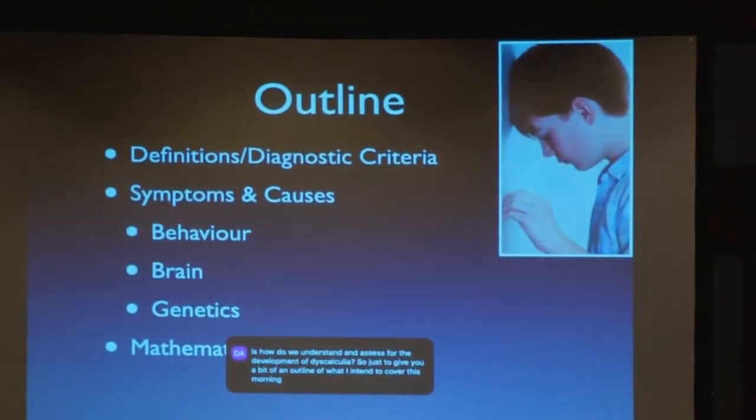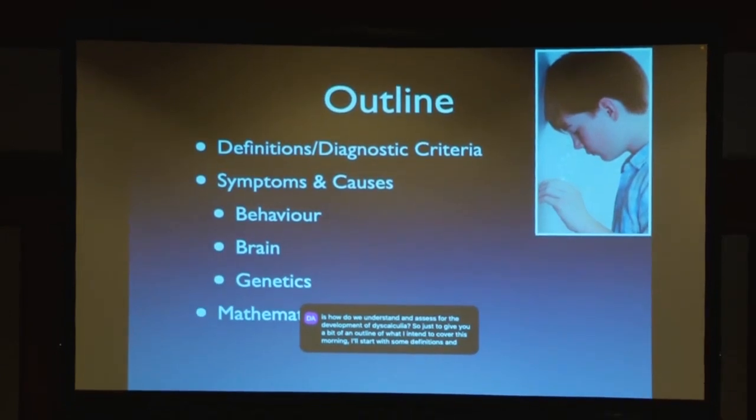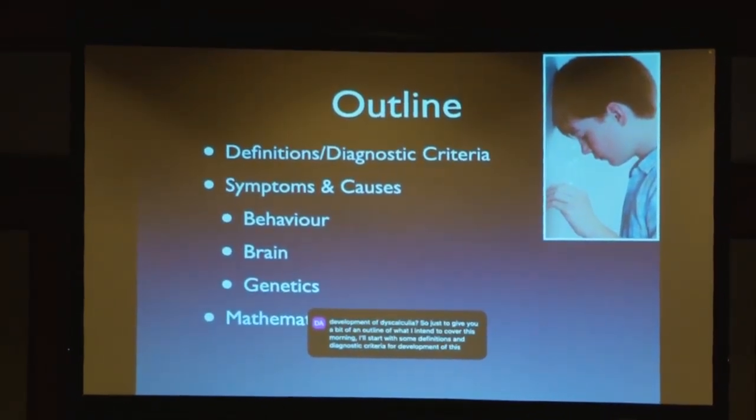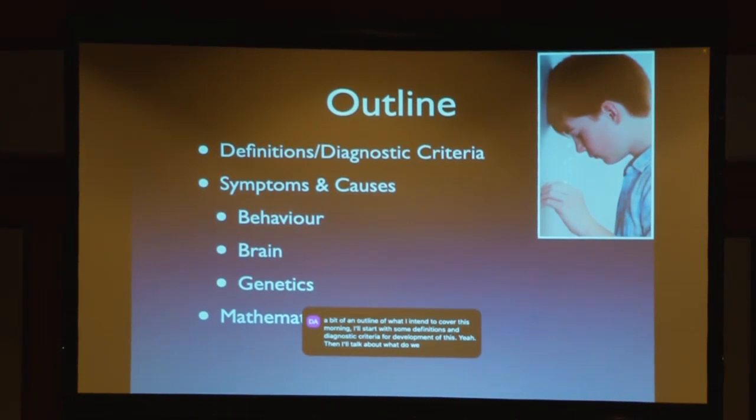So for this session, I'm going to be talking about how we understand and assess developmental dyscalculia. Just to give you an outline of what I intend to cover this morning, I'll start with some definitions and diagnostic criteria for developmental dyscalculia. Then I'll talk about what we know, but also importantly what we don't know, because there's a lot that we don't know about the symptoms and causes of developmental dyscalculia. I'll do this by reviewing evidence from behavioral research, as well as a little bit of neuroscience and a little bit of genetics. But the genetics and the neuroscience is very much at the conceptual level.